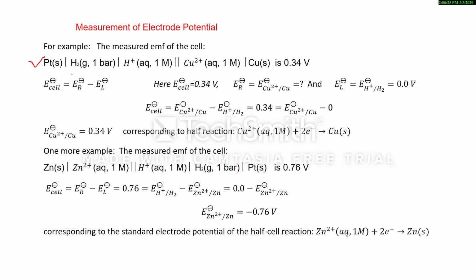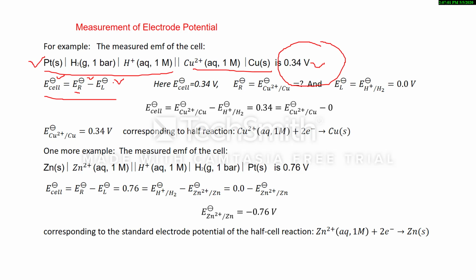This is the one cell we constructed, using a hydrogen electrode and another, the copper electrode, and we determined its EMF, which comes to 0.34 volt. Is it clear? Now, as we already discussed, what is the cell potential? Cell potential is the difference between the electrode potential of the right electrode and the electrode potential of the left electrode. Is it clear? And this symbol represents the standard. Is it clear?